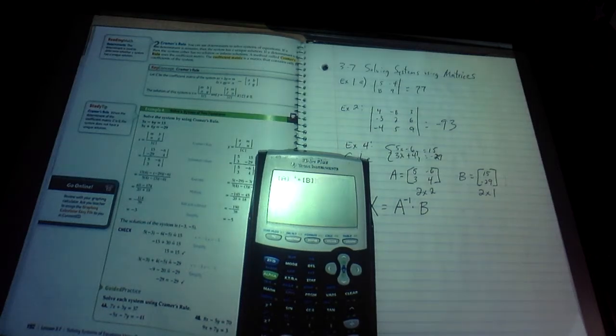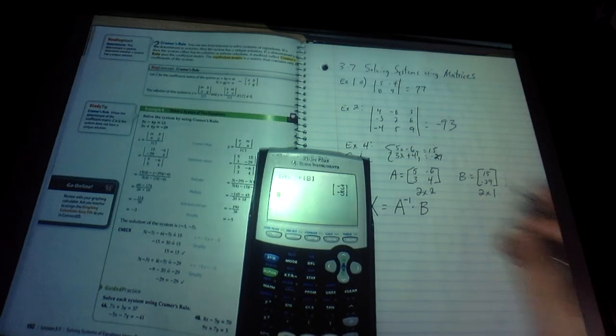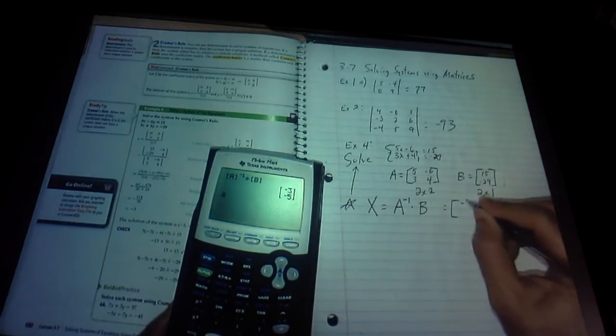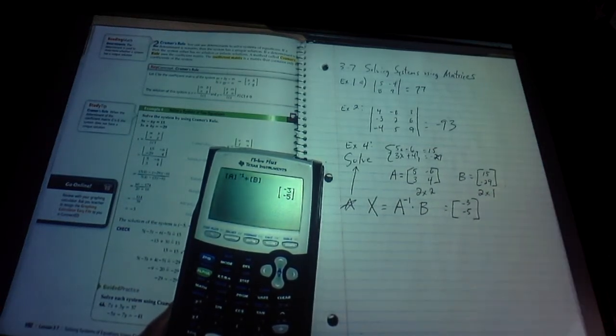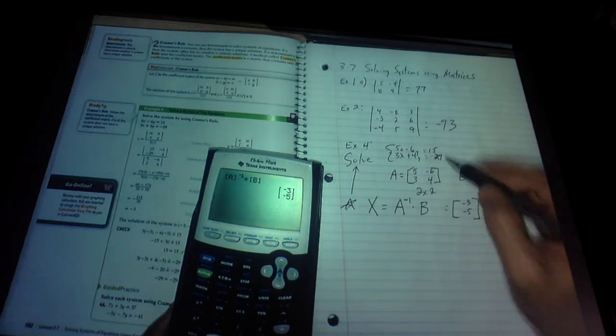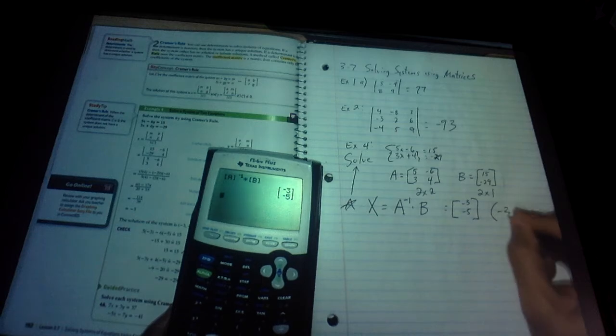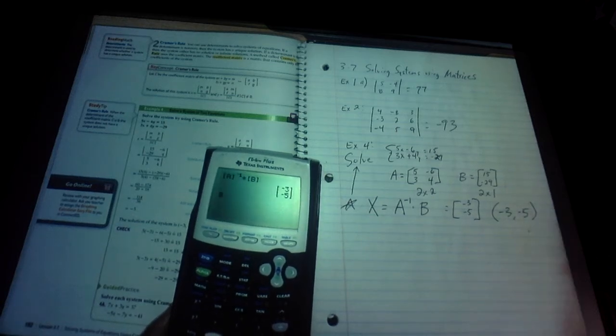So it should look something like that. I'm going to hit enter, and look at this. You're like, huh, what's that? Okay. Well, when I did that right here, I get this, negative 3, negative 5. In the right order, the ordered pair answer, or the intersecting point of those two lines, the X is negative 3, the Y is negative 5.